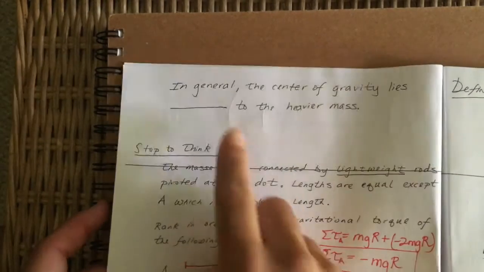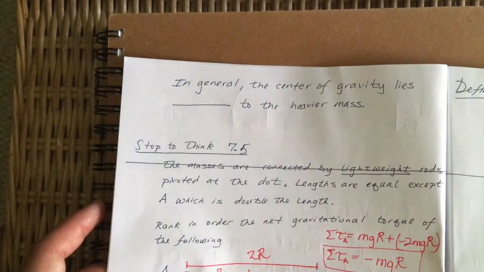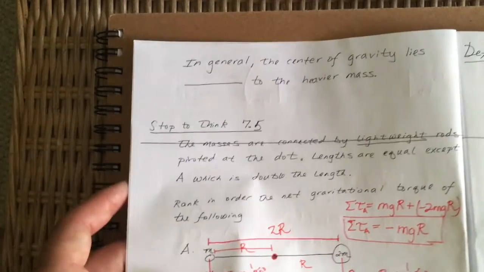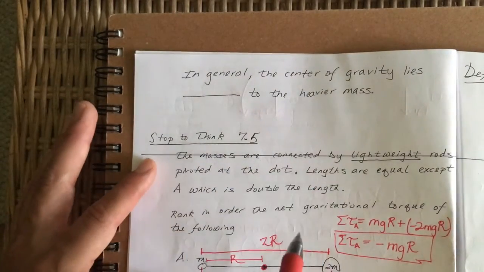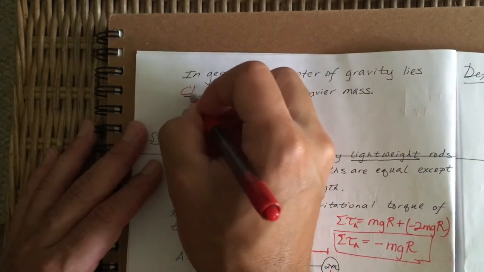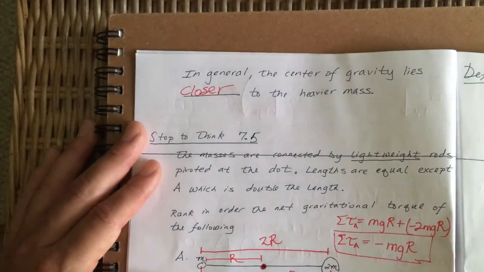One last thing. In general, the center of gravity lies closer to or further away from the heavier mass, and we covered this earlier, but it should be closer. All right.